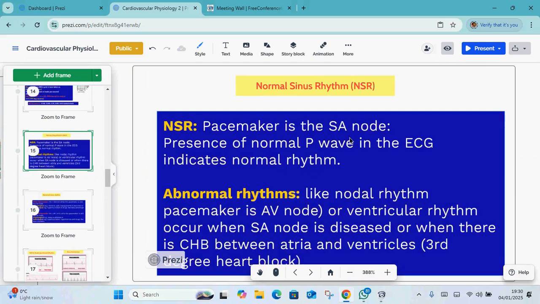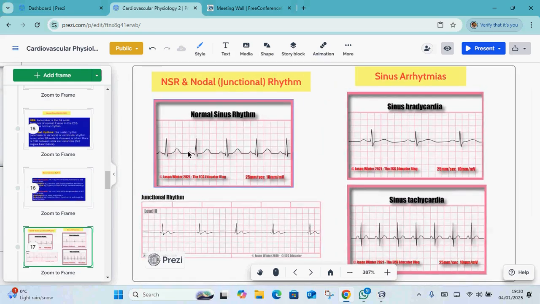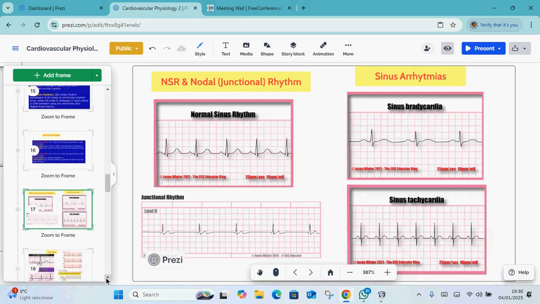Then we said normal sinus rhythm is when there is a P wave, abnormal sinus rhythm when there is no P wave. And we said this is normal sinus rhythm because there are P waves with every QRS complex, QRS, T. This is regular, the distance between R and R is equal, but there are no P waves, so we call this nodal or junctional rhythm. This is regular, there is P wave, QRS and T, but the heart rate is below 60, so it's called sinus brady. This is regular with P waves, but the heart rate is more than 100, so this is sinus tachycardia.